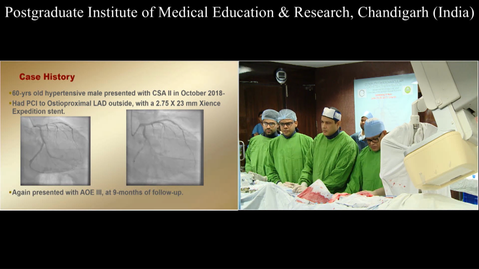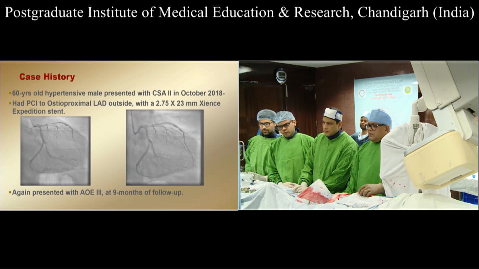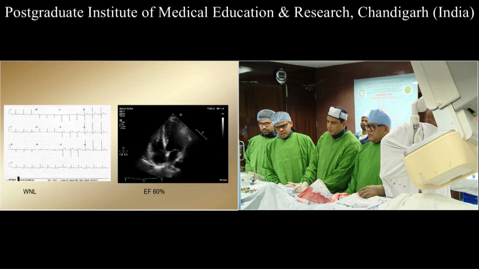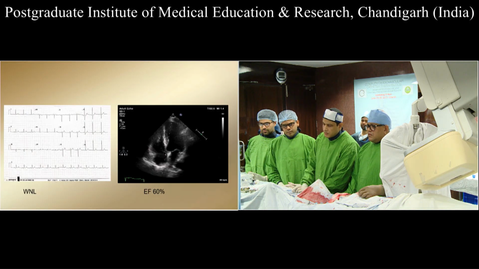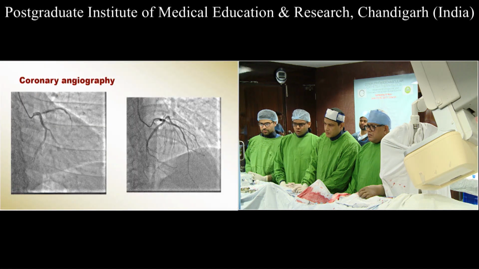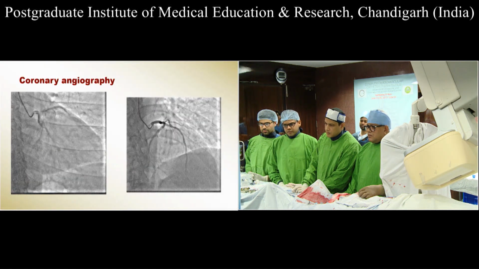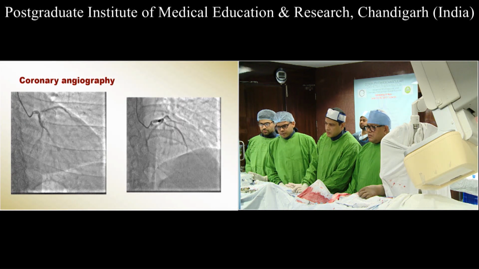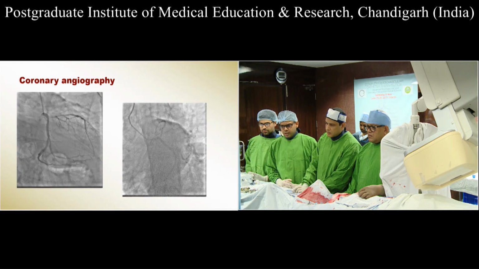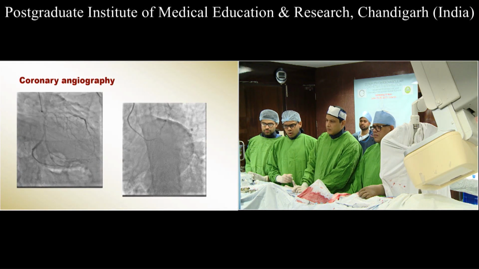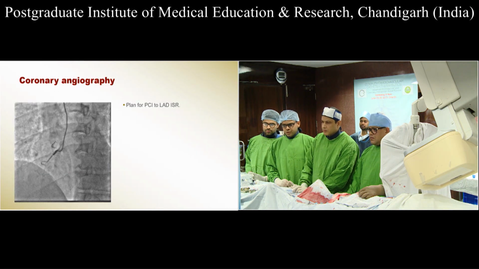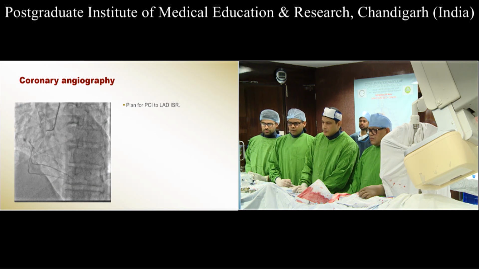However, he again presented with angina on exertion, class 3, at 9 months of follow-up. We evaluated him, and his ECG did not show any significant abnormality, and his echo was within normal limits with a normal ejection fraction of 60%. So he was subjected to repeat coronary angiography, and in the first cine we can see ostial LAD 95% in-stent restenosis. The same in-stent restenosis can also be seen in the cranio-caudal and caudal views. His RCA was non-dominant, and it showed around 95% stenosis in the mid segments. So we decided to go ahead with PCI to the LAD in-stent restenosis.